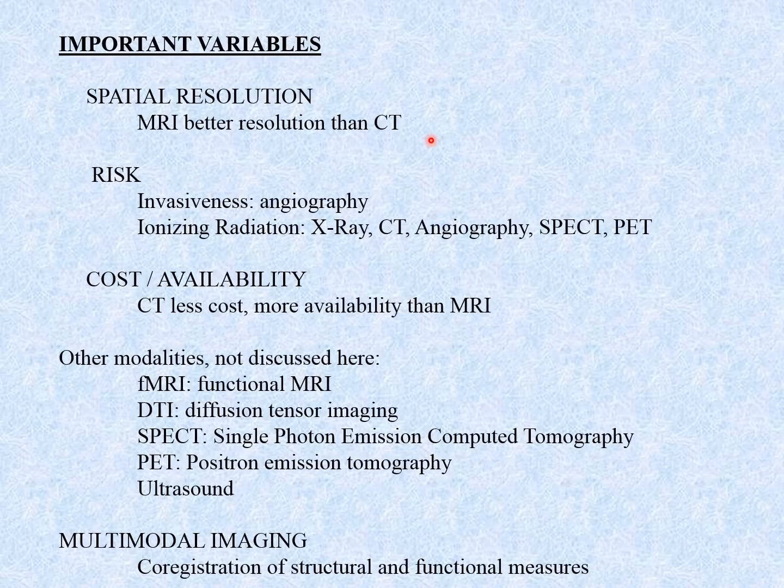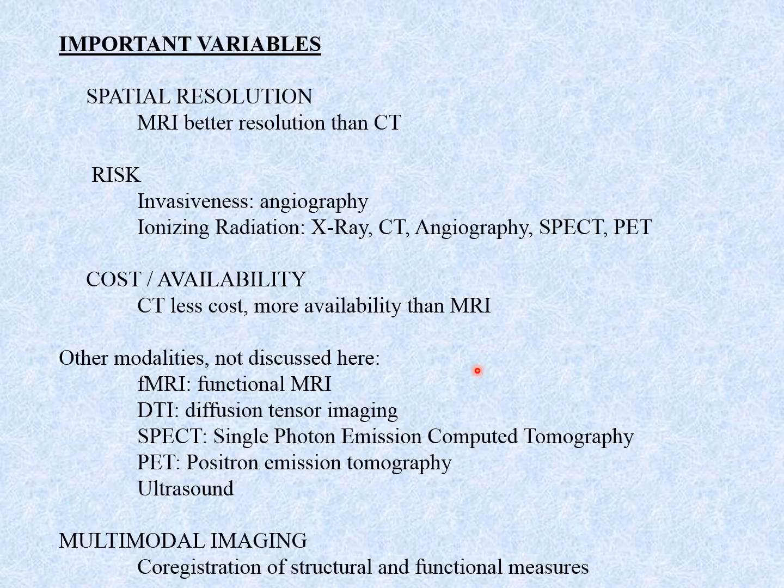Variables to consider include the resolution. Spatial resolution is far better in MRI than in CT scans. The risk of invasiveness: angiography includes putting a catheter up through vessels, and if it were not done well, you might puncture a vessel and cause a significant hemorrhage. Ionizing radiation is an issue for X-rays, for CT scans, for angiography, as well as for some other measures we'll talk about in a moment, the SPECT and the PET scan. The cost and availability are important variables. In general, CT is less costly and is more available than MRI.